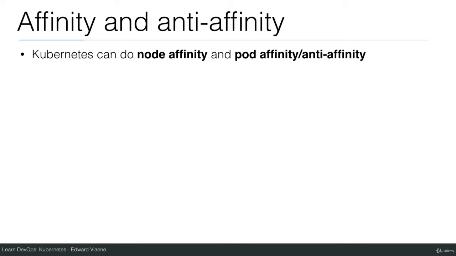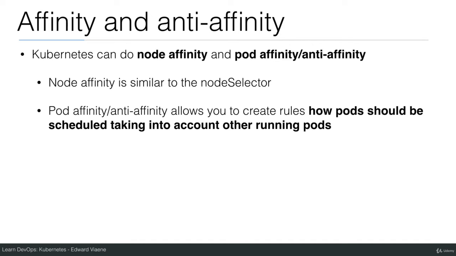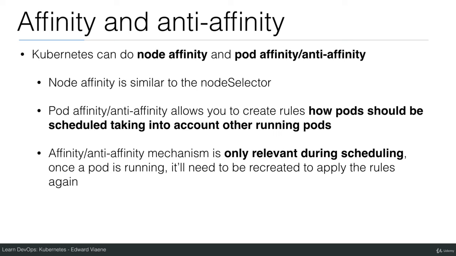Kubernetes can do node affinity and pod affinity and anti-affinity. Node affinity is similar to the node selector, and pod affinity and anti-affinity allows you to create rules for how pods should be scheduled, taking into account other running pods. Affinity and anti-affinity is a mechanism only relevant during scheduling. Once a pod is running, it will need to be recreated to apply the rules again. Don't expect that if there is a new node with a label and it's a better match, that Kubernetes will automatically reschedule your pod. You will have to terminate your pod first, and it needs to be recreated if you want to have your pod scheduled on another node.